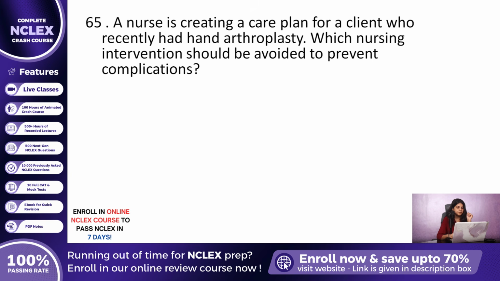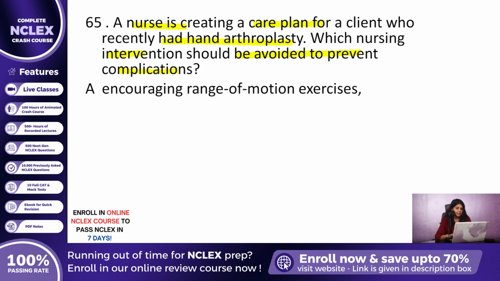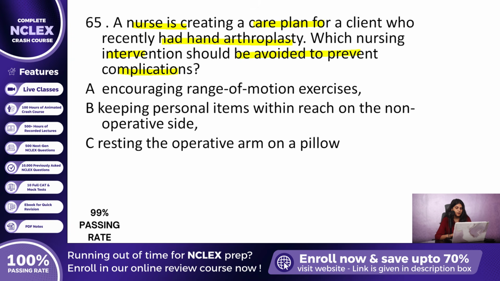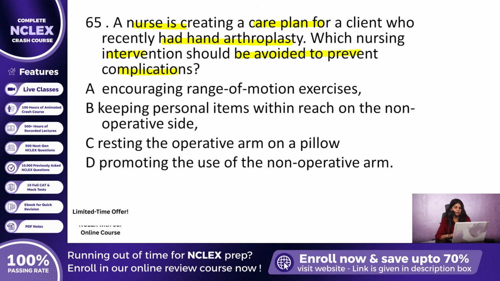Question 65. Now moving into the world of post-operative care, especially hand surgery rehabilitation. A nurse is creating a care plan for a client who recently had hand arthroplasty. Which nursing intervention should be avoided to prevent complications? The options are: encouraging range of motion exercises, keeping personal items within reach on the non-operative side, resting the operative arm on a pillow, or promoting the use of the non-operative arm. The correct answer is option C.